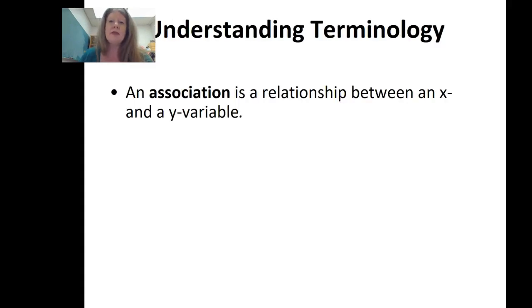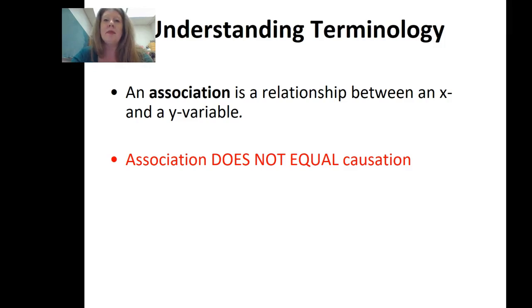Okay, so in terms of understanding some terminology that you're reading about in Chapter 14, sometimes we talk about an association between two variables, x and y. We usually use x and y to stand for our variables, and that just means that there's some kind of relationship between those variables. We want to be careful, however, in concluding that one variable causes the other simply because there's an association. So association does not mean causation.